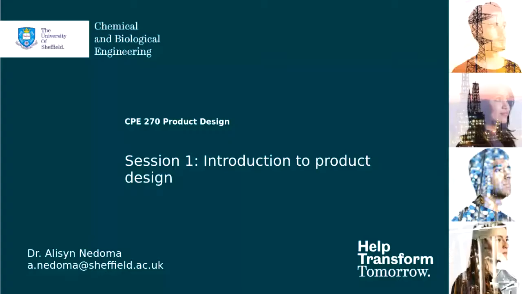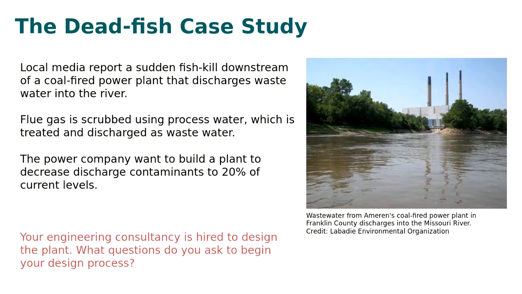So to begin with, we're going to talk about the general overview of what is involved in product design. To start, I have an example. This is a little bit of a challenge here. The situation is that a local media news station starts reporting that there's been a fish kill downstream of a coal-fired plant. And what happens is the coal-fired plant uses water from the river to scrub and clean the flue gas that's being emitted.